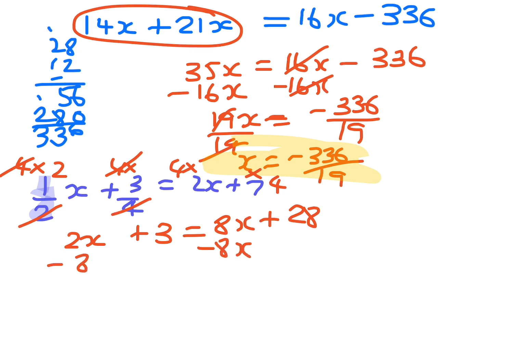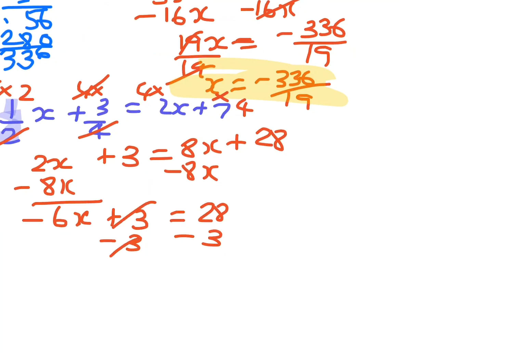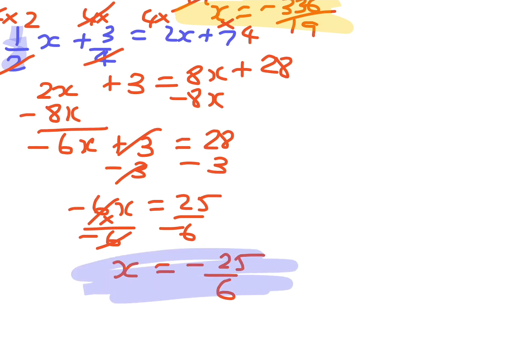Okay, now we're going to collect the like terms. I'm going to get rid of the 8x. Even though it will create a minus 6, you could do it the other way too. Plus 3 equals 28. Like you could have taken 2x away. Minus 3 minus 3. Cancel, cancel. Minus 6x equals 25. Get rid of the minus 6. And x is minus 25 on 6, which is your answer.